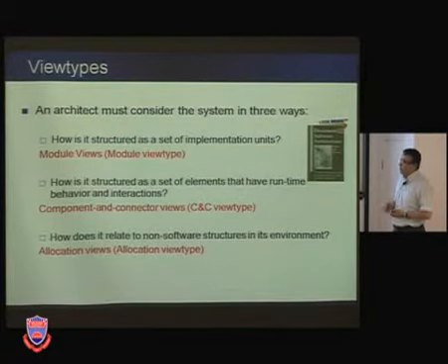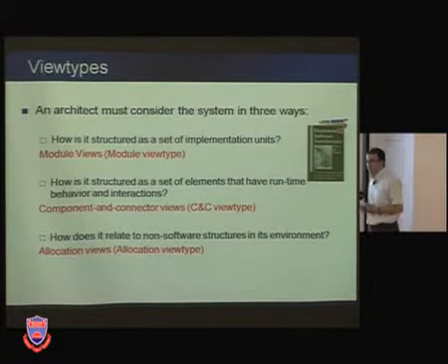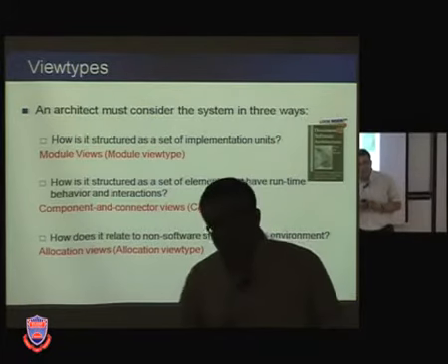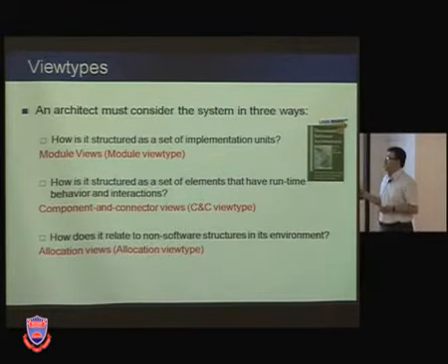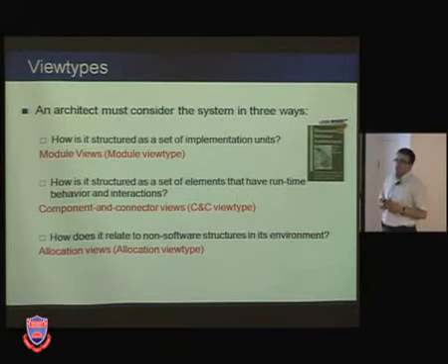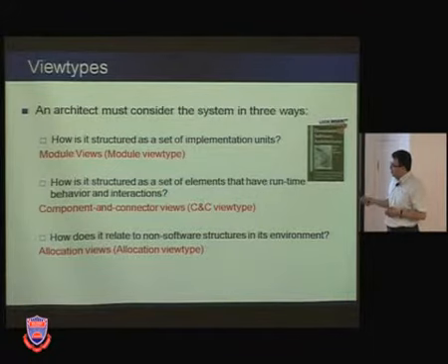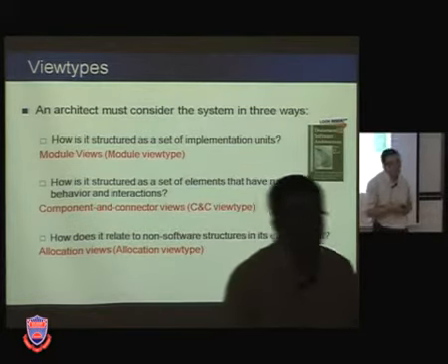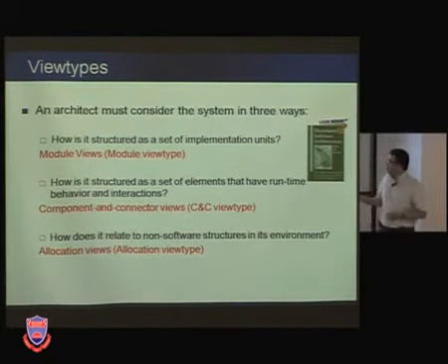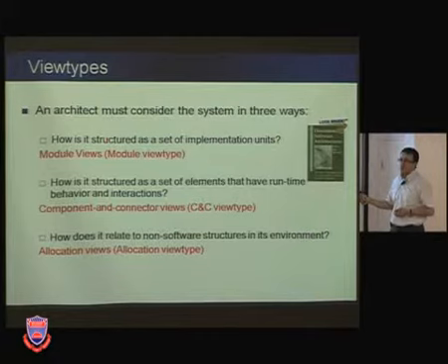For the first question, how is it structured as a set of implementation units, all the views that somehow provide an answer to this question belong to the module view category. The second type is called the component and connector view, and the third one is the allocation view, which typically represents how to allocate the elements in the module and component and connector views to non-software elements.